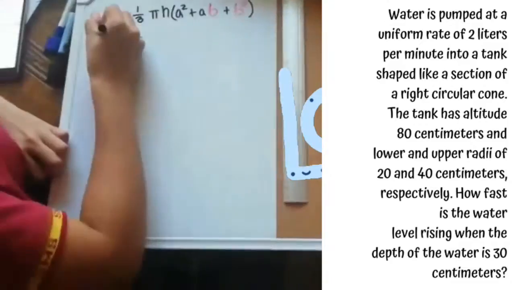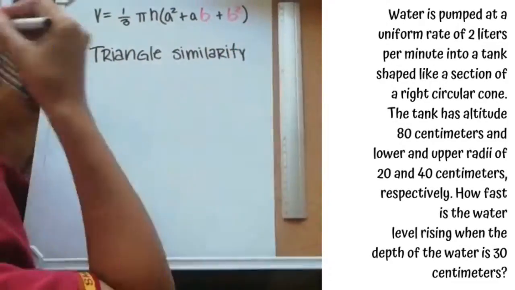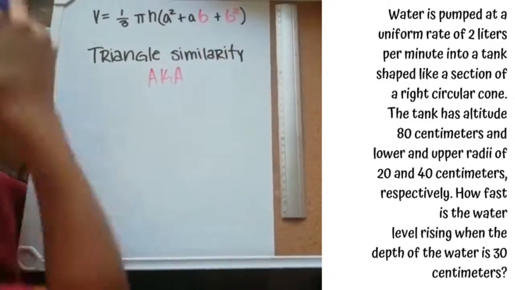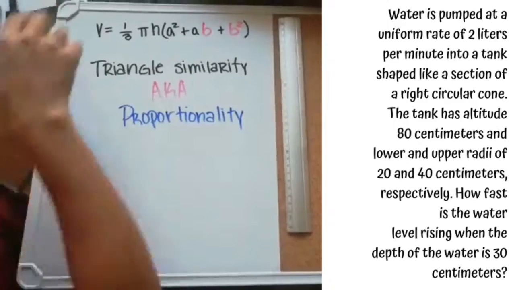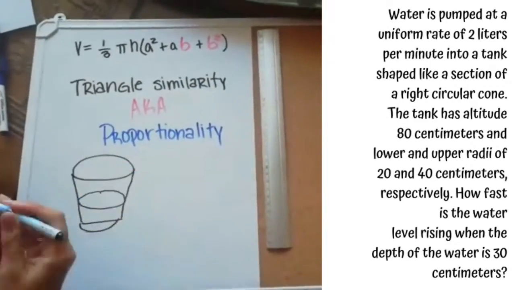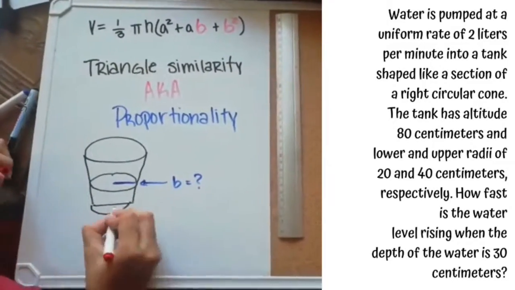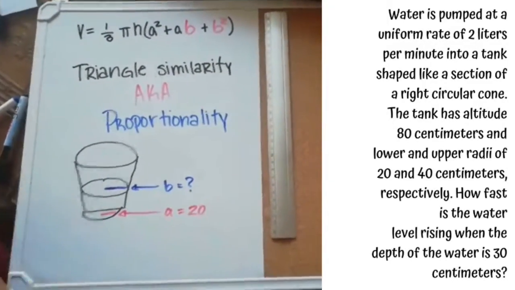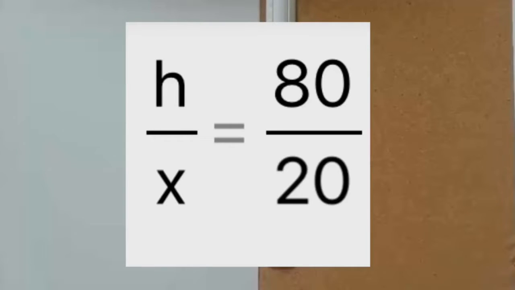So we look for b using triangle similarity, also known as proportionality. Yes, friends, back to 9th grade geometry class. Remember that we must find b. We don't know what b is, and we want to know it so we can replace it in the original formula. So we do the ratio h over x is equal to 80 over 20.